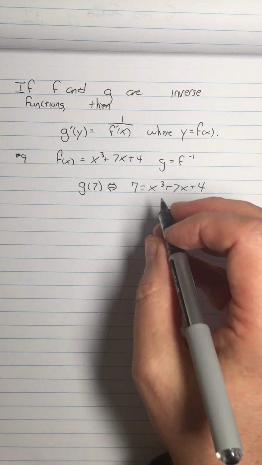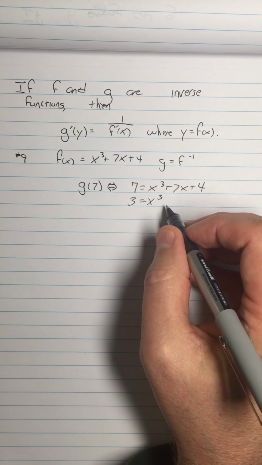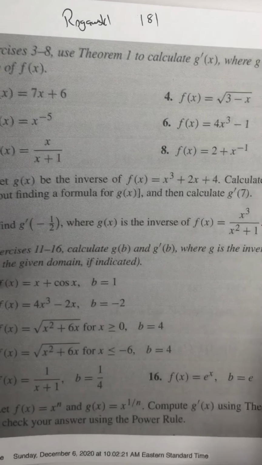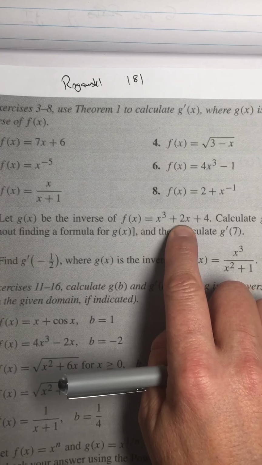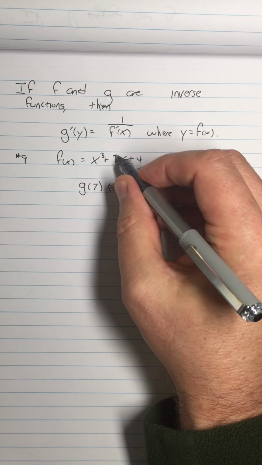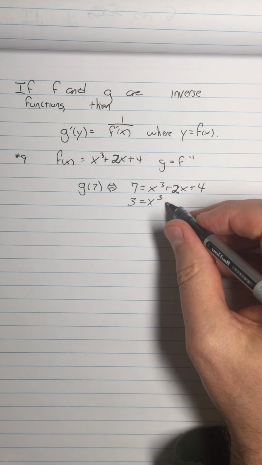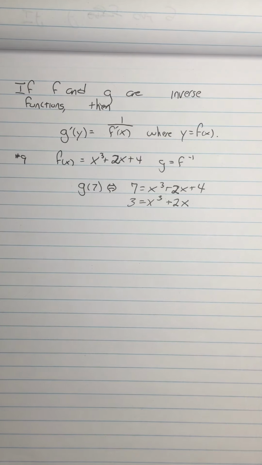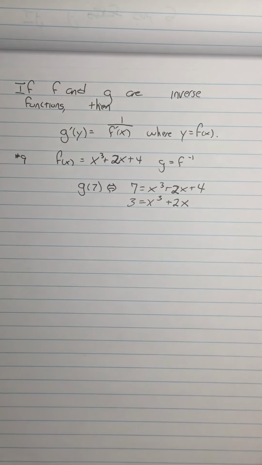One thing you can do is subtract the 4, and you get 3 equals x cubed. Actually, I guess that's a 2x, isn't it? Where am I getting this problem? Number 9, x cubed plus 2x plus 4. That is a 2, because otherwise this problem would be unsolvable. So plus 2x. All right, so 3 equals x cubed plus 2x. Now you have to look at this and say, how am I going to solve this for x? You can't really, because if you try to get 0 and factor it, there's no way to factor it.